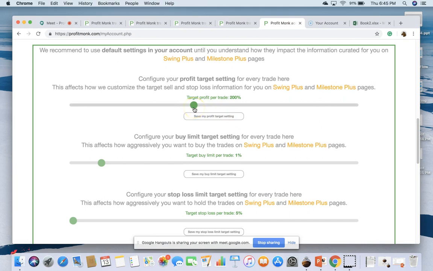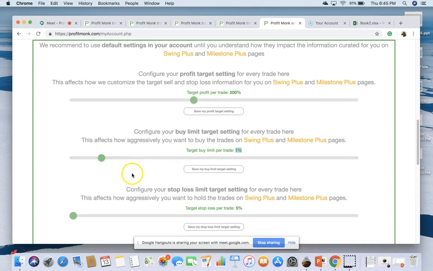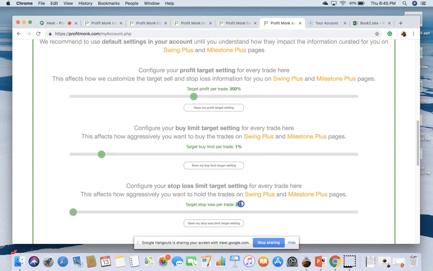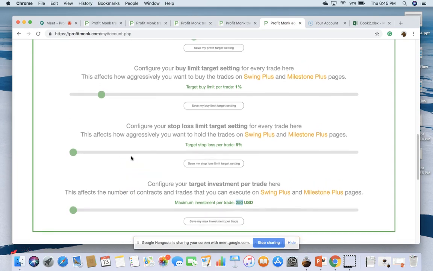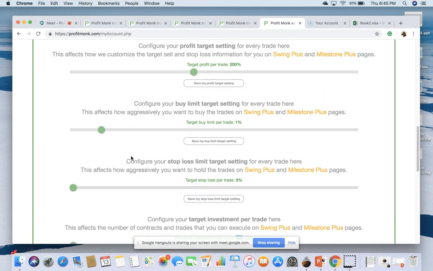So target profit per trade of 200, buy limit of 1, target stop loss 5, and maximum investment per trade of 250. I hope nobody has any confusion about what these things are. Just in case, the target profit per trade is basically the amount of money you hope to make on the trade, and you don't close the trade till you make that money.